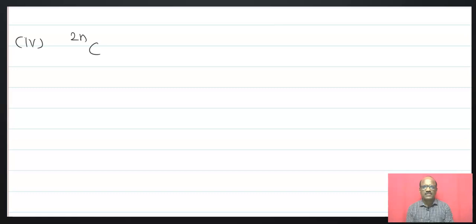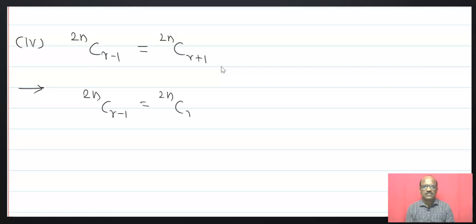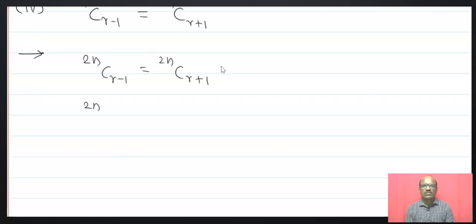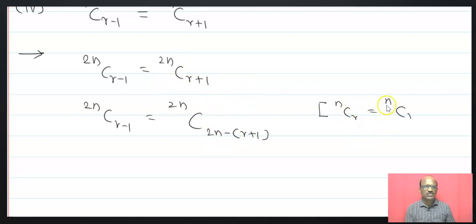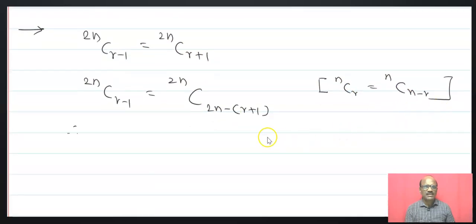Fourth one, that is 2n C (r minus 1) is equal to 2n C (r plus 1). Now here, always use our regular formula, nCr is equal to nC(n minus r). Now equate these two terms, you will get the answer.